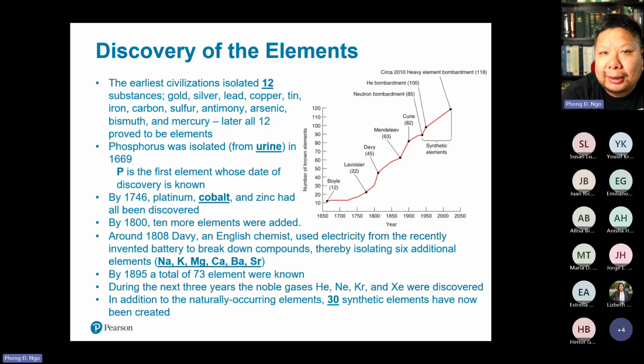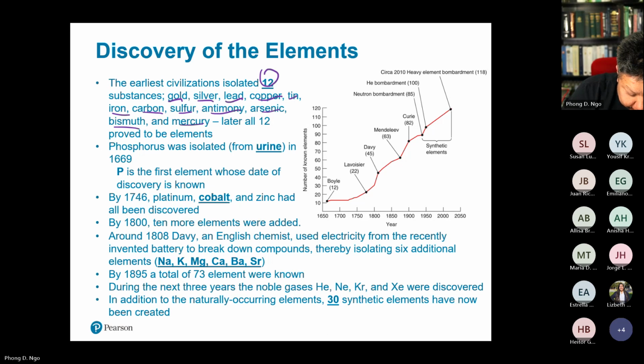Right? So let's talk about discovering different elements. So in the earliest civilizations, we discovered 12 elements. Gold, silver, lead, copper, tin, iron, carbon, sulfur, antimony, arsenic, bismuth, and mercury. They all 12 are later proven to be elements, right?